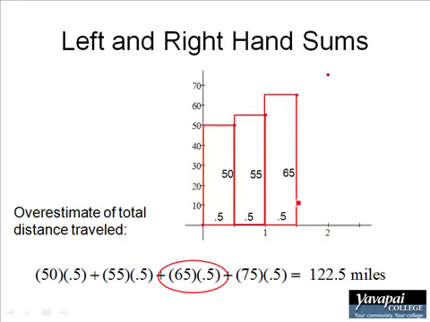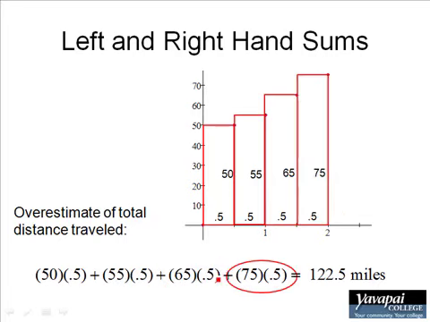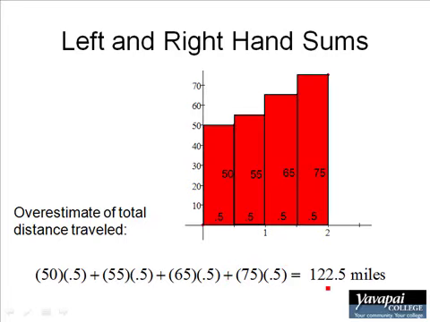The next rectangle is 65 high and 0.5 wide, so the area of this rectangle corresponds to the third term, or 65 times 0.5. And you guessed it, the last term is 75 high, so it touches on the right-hand side. It's 0.5 wide, so the area of that rectangle is 75 times 0.5. That corresponds to the last term. If I were to add up those rectangles' areas, I would end up getting 122.5 miles. So what we're noticing is that the area here corresponds to these terms.